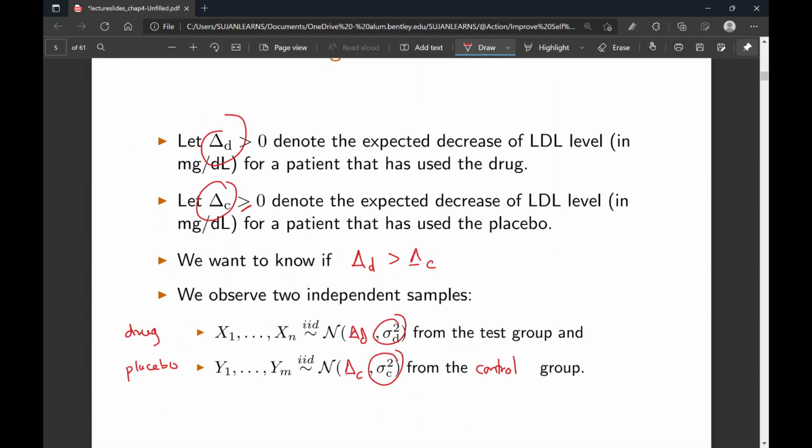And as far as notation goes, we use delta D to identify the decrease in LDL for the test group, while delta C identifies the decrease in LDL for the placebo group. And we assume that X and Y, which represent the drug test group and the control group, are Gaussian distributed.